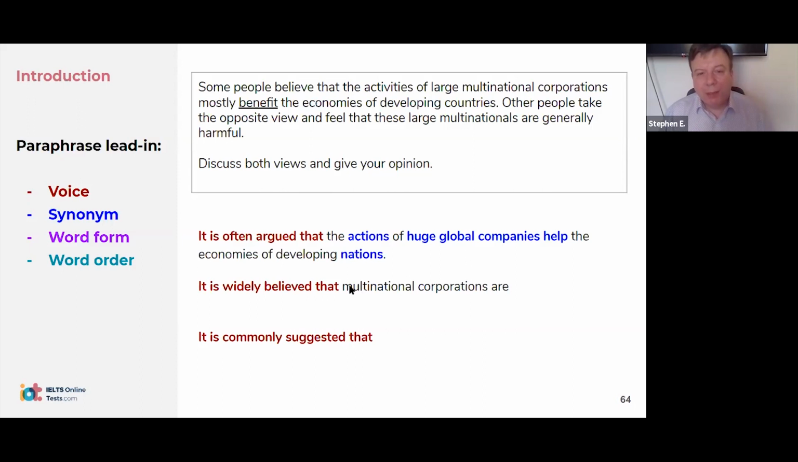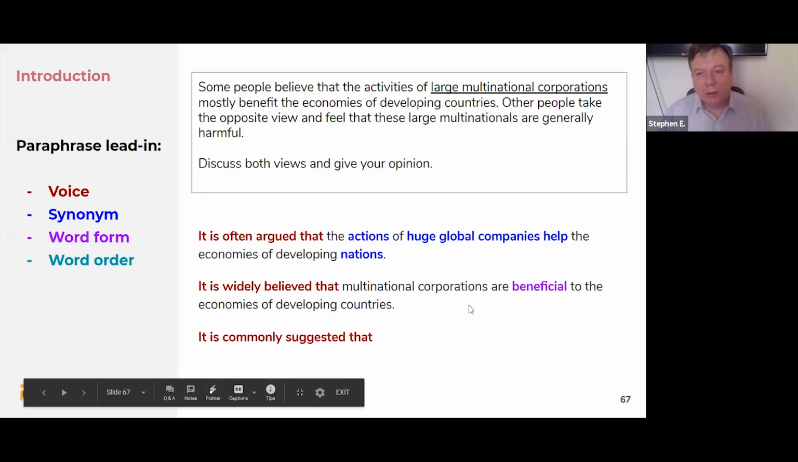So, it's widely believed that multi-corporations are, so benefit. So, what are you going to change that to? Beneficial, okay. Economies of developing countries, and then large multinational corporations.